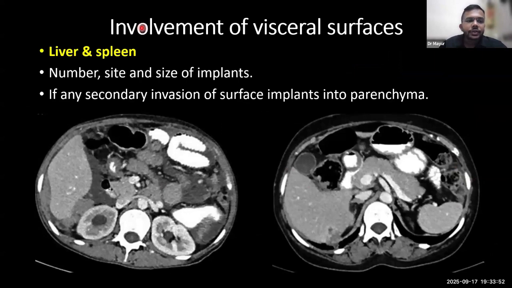In involvement of the visceral peritoneum over the liver and spleen, the number, size, and site of deposits should be mentioned, and also look for any secondary parenchymal invasion by surface deposits. If it is present, it should be documented on the radiology reports as to which segment of liver is involved and what is the depth of invasion.